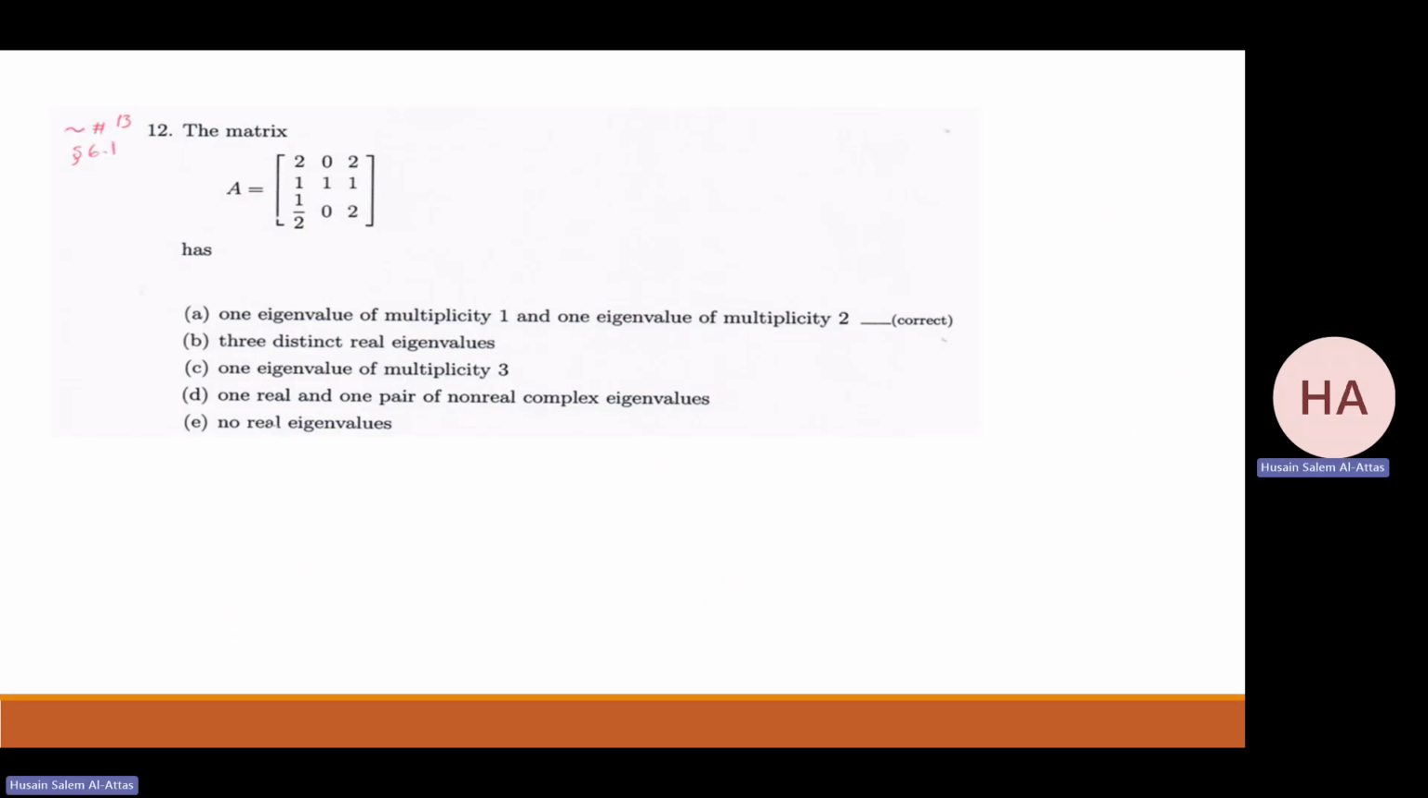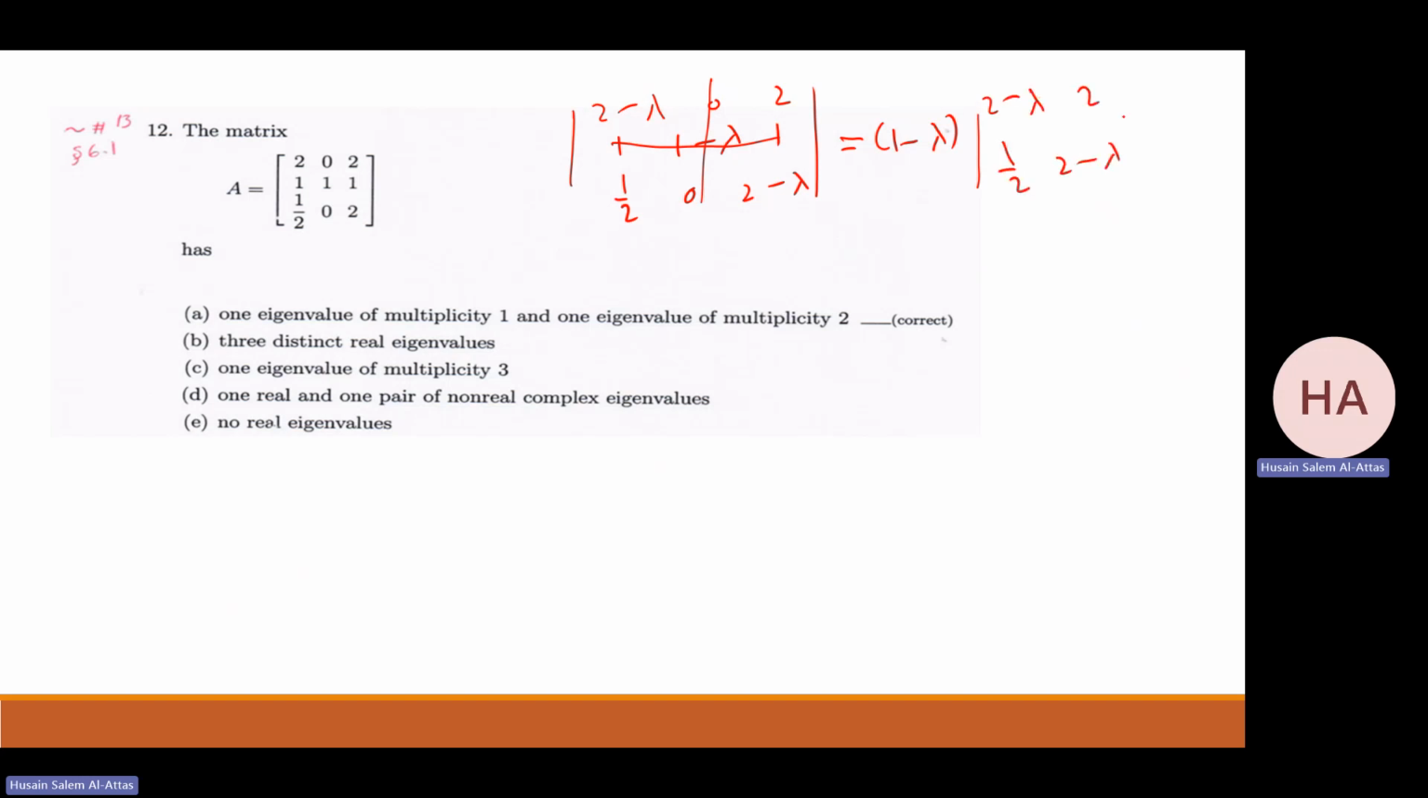The matrix has this. He said one eigenvalue. Let us find the eigenvalues. 2 minus lambda, 0, 2. 1 minus lambda, 1, half, 0, 2 minus lambda. I'll do the expansion with the second column. So I have 1 minus lambda. We'll do it with this. I have what? 2 minus lambda, 2, half, 2 minus lambda. That will be 1 minus lambda times 2 minus lambda square minus 1. So I have 1 minus lambda.